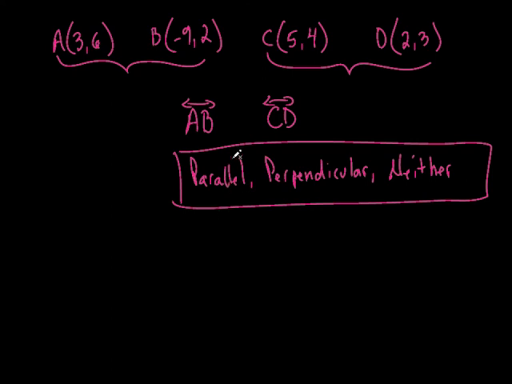What kind of lines would you have? Perpendicular. What if neither one of those things were true? Then it would be neither. All right, so that's what we have to do. So it's actually pretty easy. All you got to do is find the slopes of these two lines and then compare them.